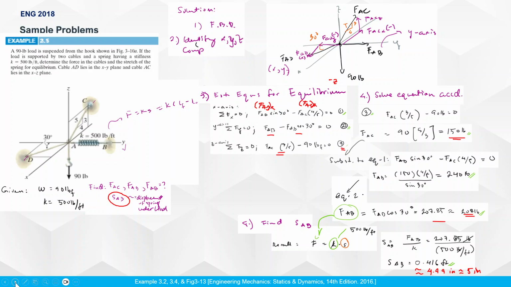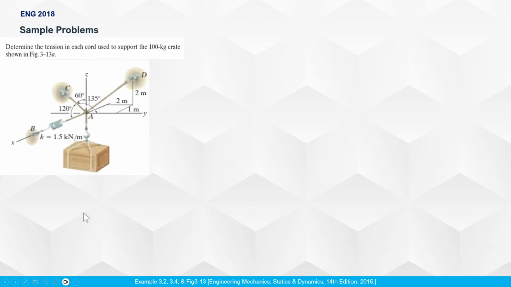Okay? I believe this is the last sample problem. So we're given a different kind of set. We're given a spring, but this time we're given a coordinate direction angle. Okay? And then we're given coordinates basically relative to their axis. So we have a position vector problem here for one of the vectors. We not only have force vectors, we not only have a spring here, but we also have a position vector here. And we need to find AD. Okay? So let me walk you through here.